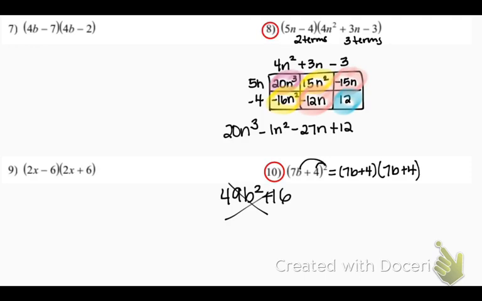Okay, so if I wanted to multiply that, I could set it up in a box, or in the grouping, or in the FOIL, whichever method you prefer.